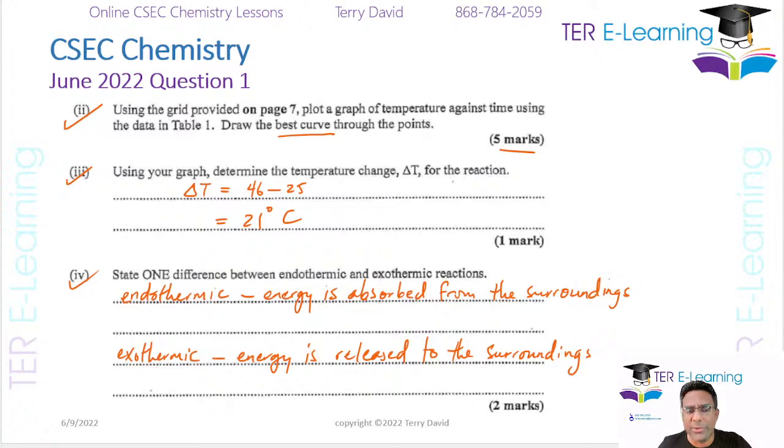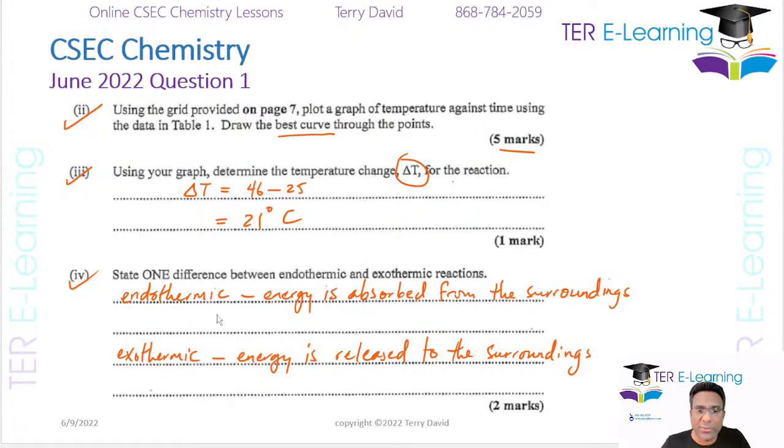Yeah, you all are asking about the delta T. The change in temperature is the difference. That's what it is. It's not just the final temperature. That's not what it is, right? Delta means change. So it's 46 minus your initial temperature, right?